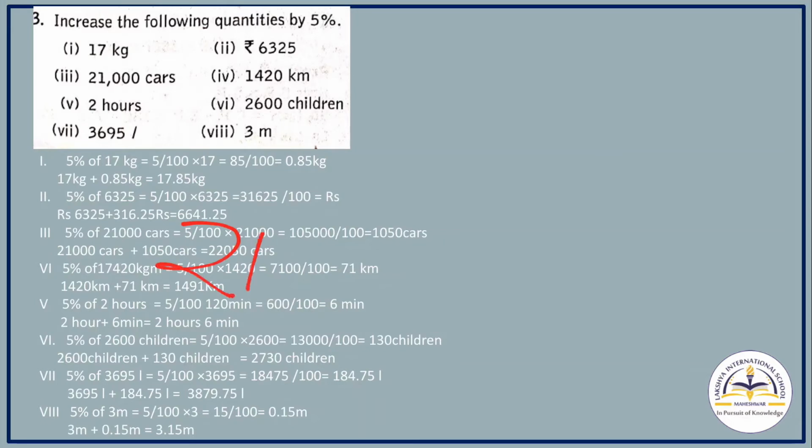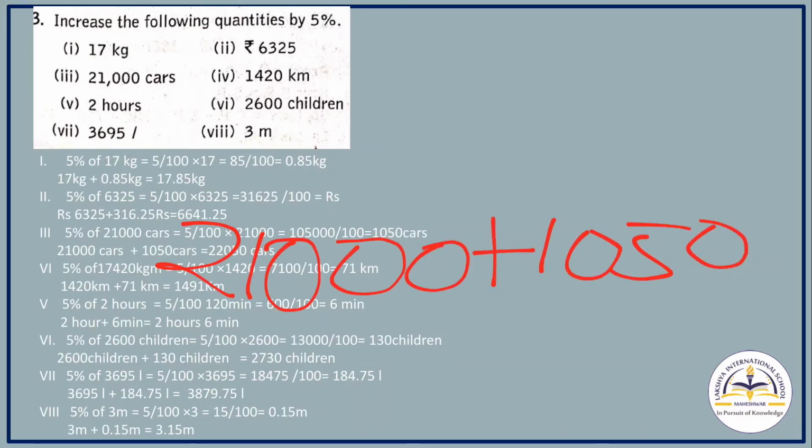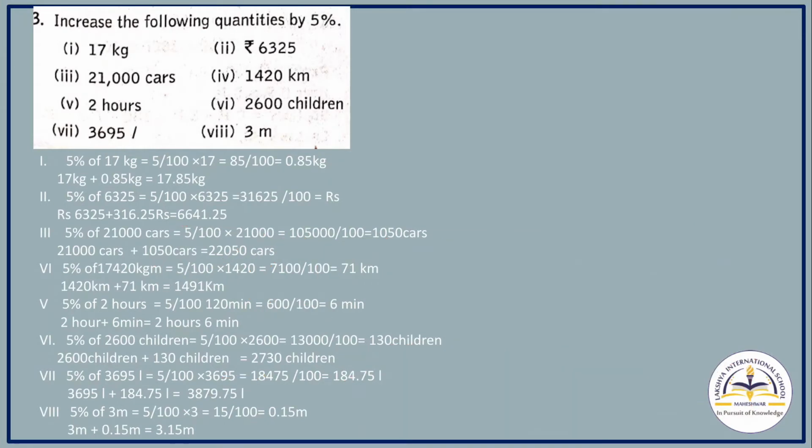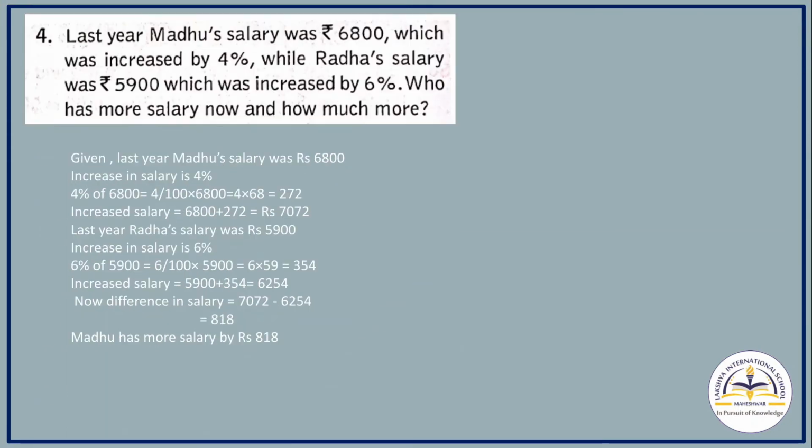Now we have to add 21,000 plus 1050. When you add them, you will get 22050 cars. This will be the answer. Now here all the answers are given. You just have to find the 5% of the given quantities, and then you have to add it to the given value.